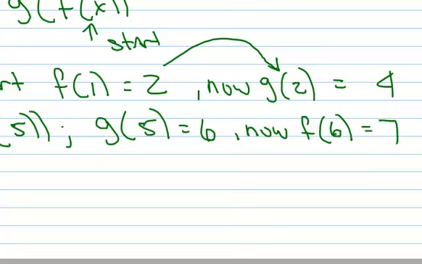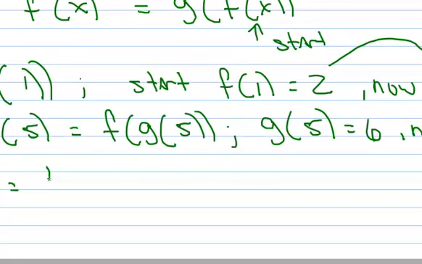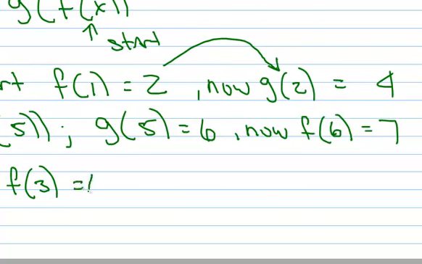Let's do one more example. Let's do f composed with itself at 3. So it would look like this, f of f of 3. The first thing we have to do is find f of 3, and when 3 goes into f of x, out comes 6. Now 6 has to go into f of x. So now we need f of 6. See how the 6 is going to go in there now? And when 6 goes in, out comes 7.